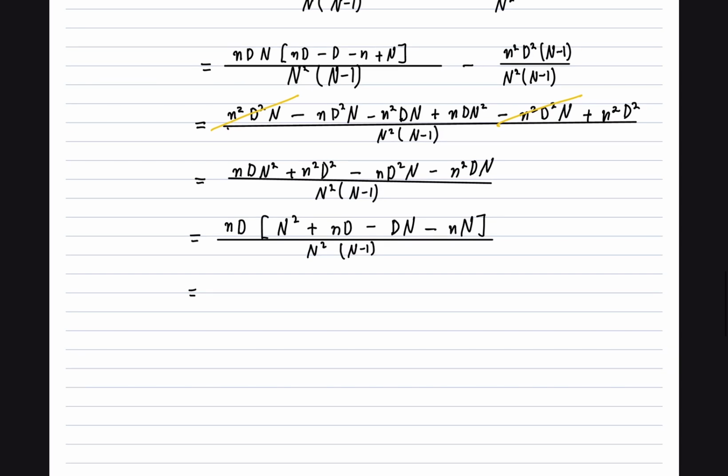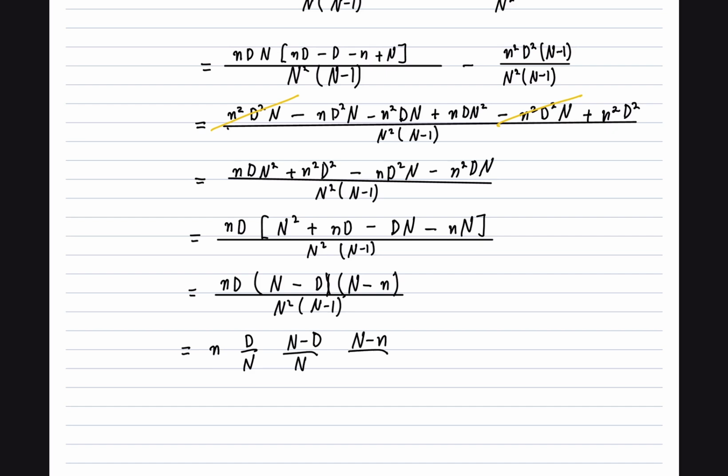And finally, I think we can do one last bit of simplification here, because this expression at the top can be factorized to (N minus D)(N minus n), all over N squared (N minus 1). Or, put in another way, which is common, rewrite this as nD over N times (N minus D) over N, and then whatever's left over, (N minus n) on (N minus 1). And this, ladies and gentlemen, is the expression for the variance.